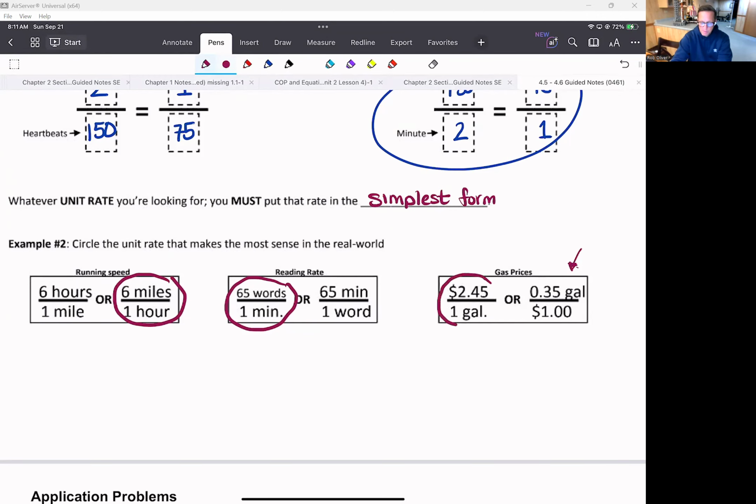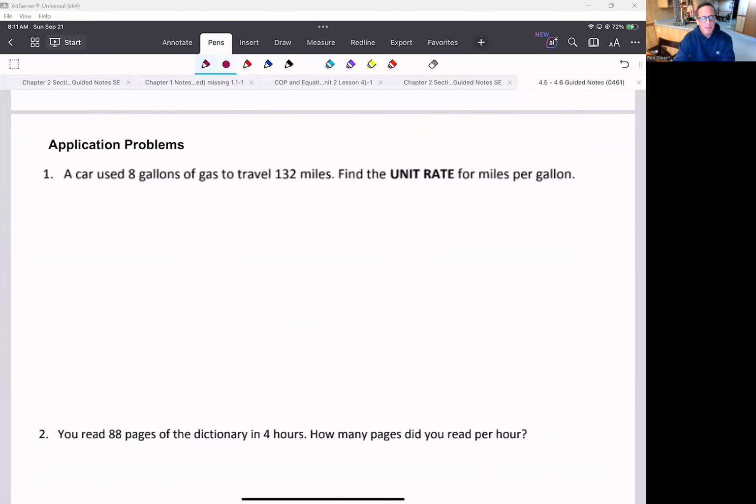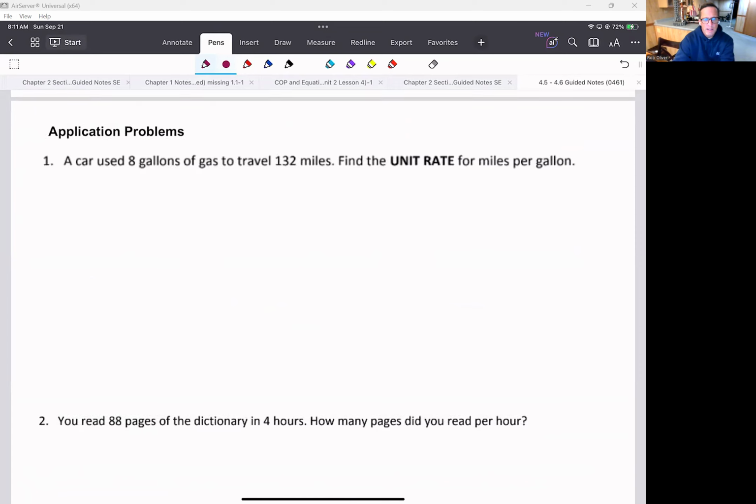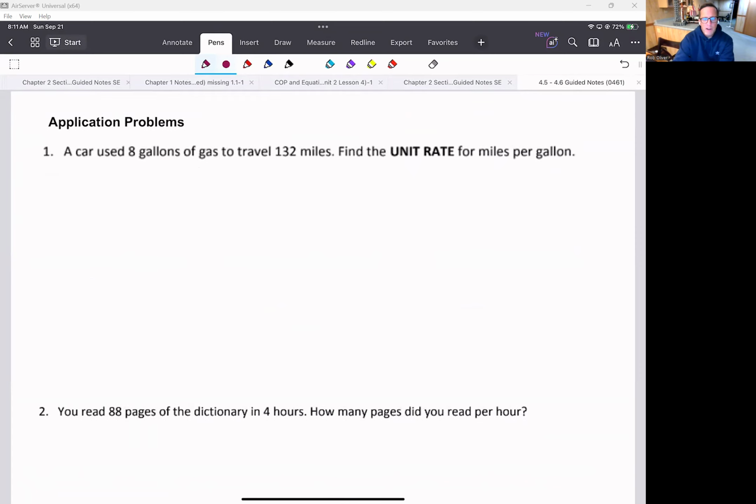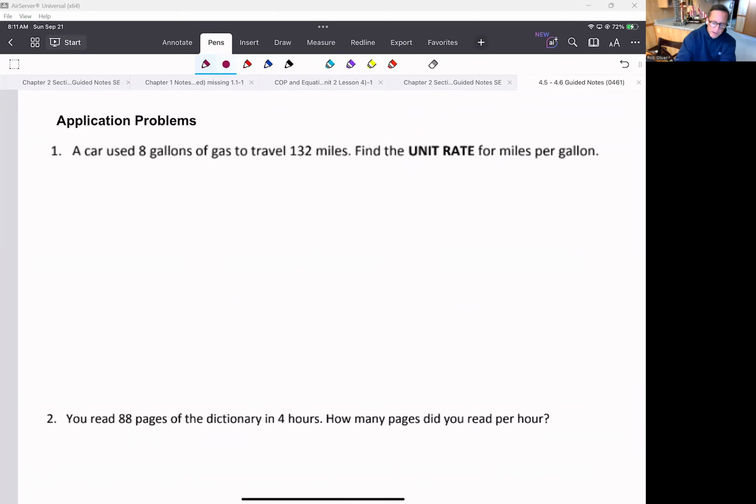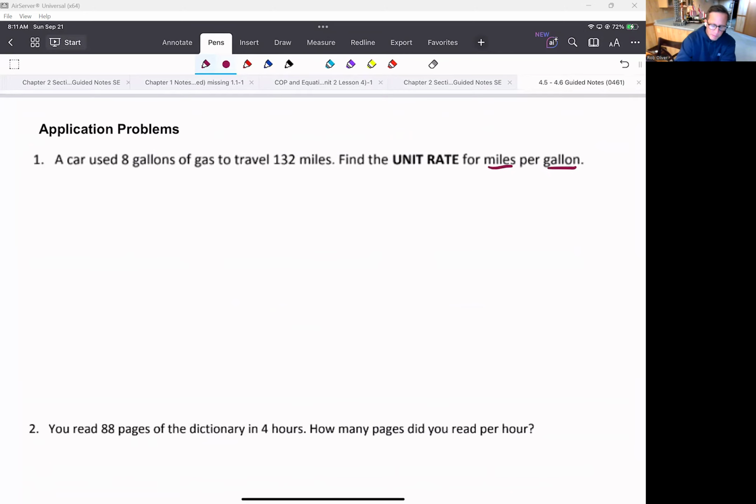All right, let's get into some application problems. A car used 8 gallons of gas to travel 132 miles. Now find the unit rate for miles per gallon. It says miles per gallon, so that's how we want to set it up. We want miles as the numerator and gallons as the denominator. So we're going to do 132 divided by 8. What's that going to be? Let me use my calculator here.